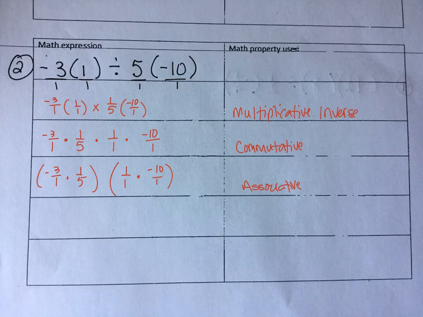Okay? Let's go ahead and multiply straight across here. So we've got -3 times 1, which is -3. 1 times 5 is +5. Over there we have 1 times -10, which is -10. 1 times 1 is 1. So now when we multiply straight across, we get +30 when we multiply -3 times -10. And 5 times 1 is 5. And 30 divided by 5 is +6. All right, let's move on to the next one.